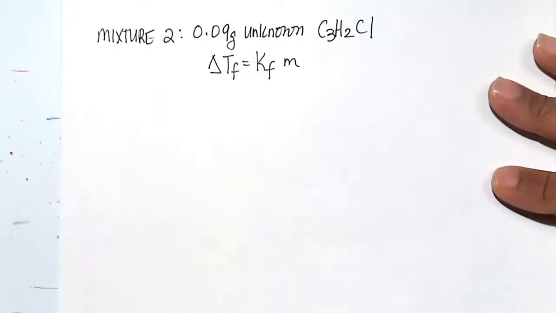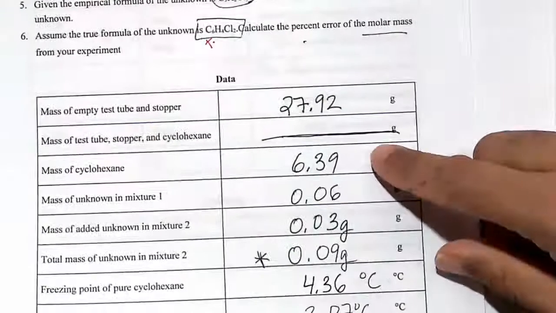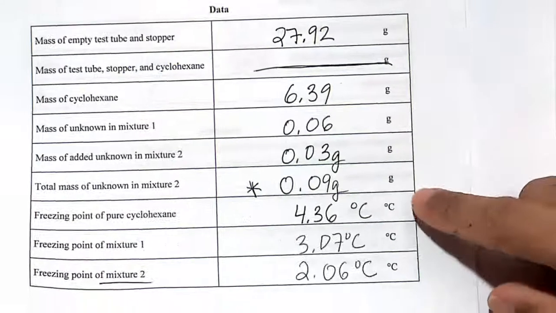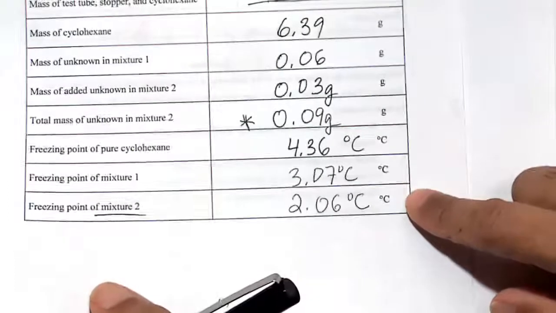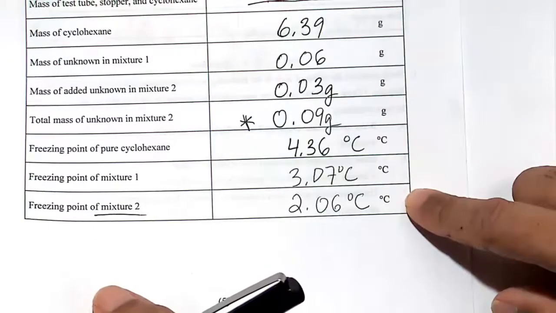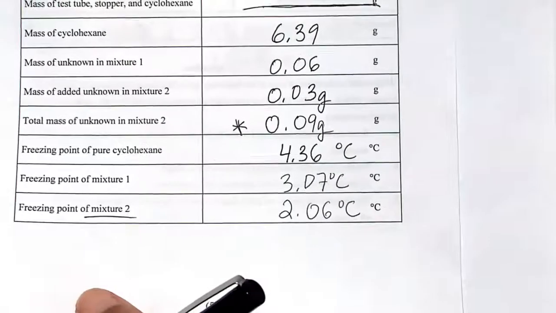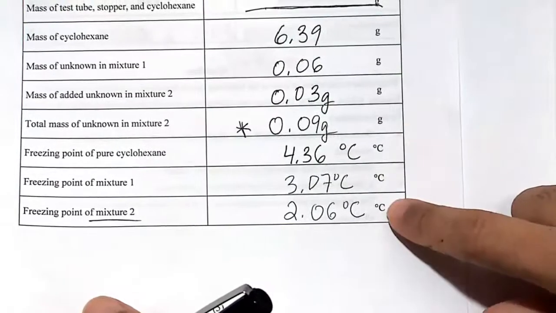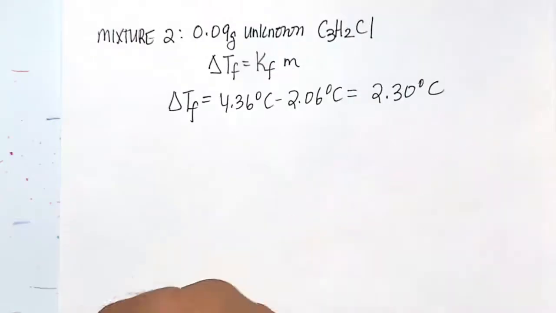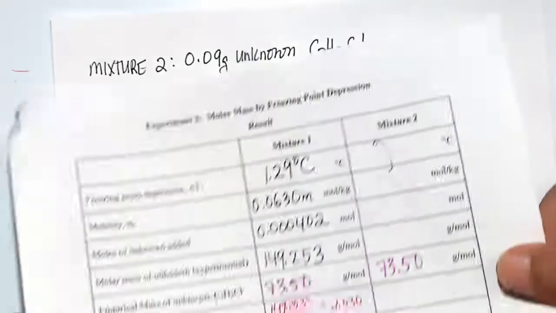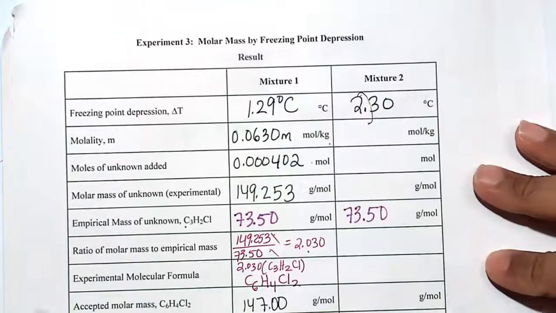We can now figure out the change in temperature. Let's go back to our data. All right, pure cyclohexane we calculated to be 4.36, and mixture 2, the freezing point dropped to 2.06. So let's take a subtraction here. And it's going to be about 2.3 degrees. I could do that math in my head here. So that's the change in temperature. So let's go ahead and fill out our data table here. This is going to be 2.30 degrees C.